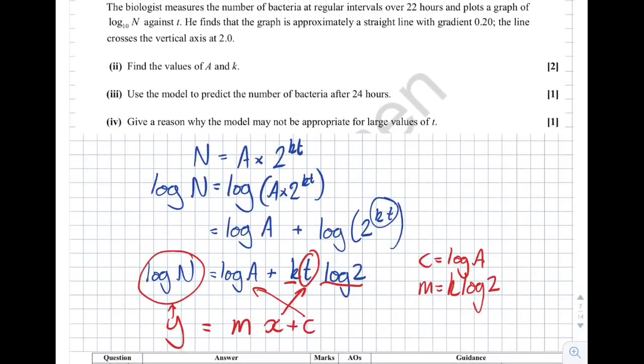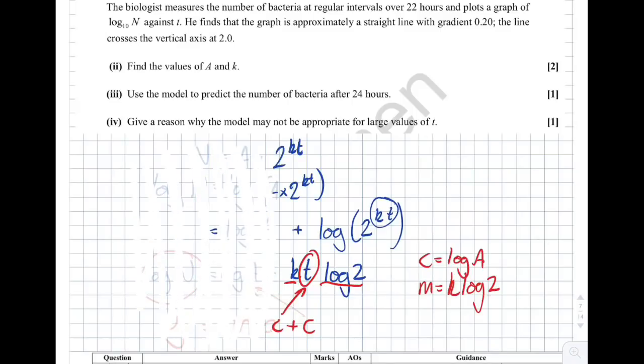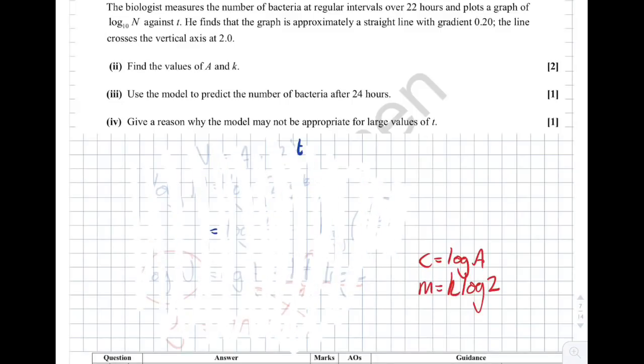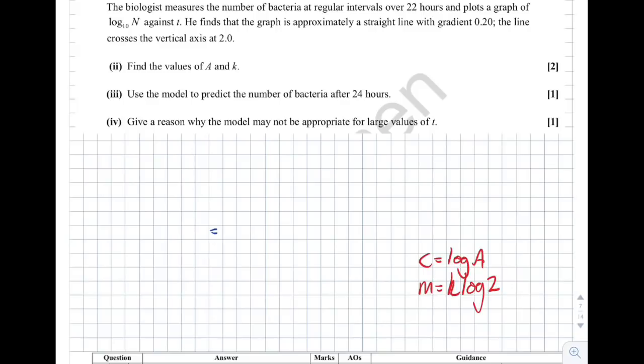So let's leave that there. I'm just going to get rid of this. So the biologist measures the number of bacteria at regular intervals over 22 hours and plots a graph of log n against t. He finds the graph is approximately a straight line with gradient 0.2 and crosses the vertical axis at 2. So we know log a equals 2 and k log 2 equals 0.2.